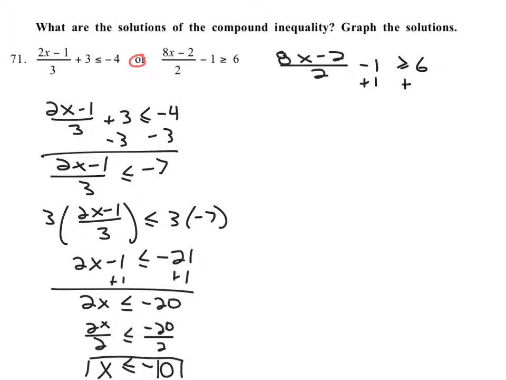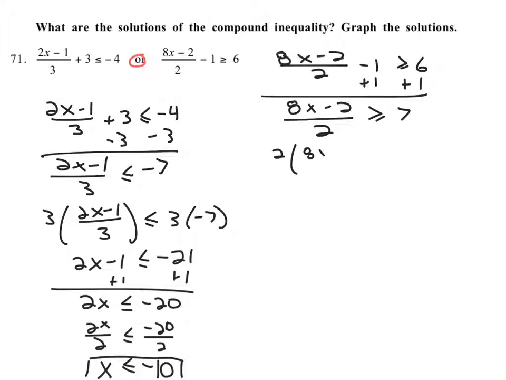Plus 1, and we get 8x minus 2 over 2 is greater than or equal to 7. And now I'm going to multiply both sides by 2. 2 parentheses, everything that's there, 8x minus 2 over 2 is greater than or equal to 2 parentheses, everything that's there, 7. Okay, this cancels out, giving 8x minus 2 is greater than or equal to 2 times 7 is 14.